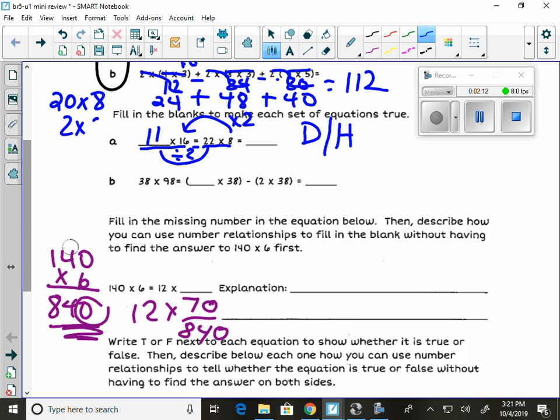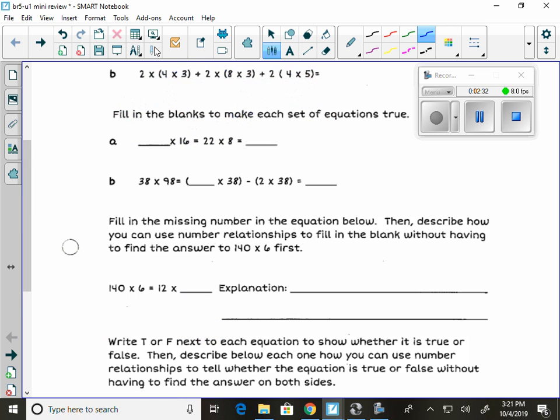And 2 times 8, because you can do those both in your head. 20 times 8 is 160. 2 times 8 is 16. Add those together, you get 176. That's 11 times 16 equals 22 times 8 equals 176. I am going to clear the board off because I got some stuff down here.